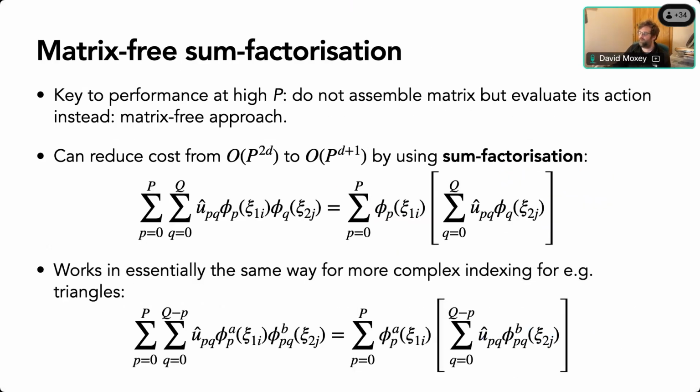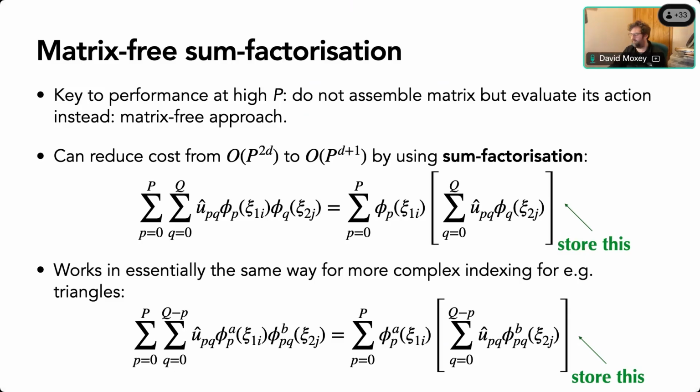So for performance at high P, we don't assemble the matrix, but we evaluate its action. And the trick is a fairly standard one. In these expressions from the previous slides, we notice that all the terms in terms of Q can be evaluated and stored. So the bracketed terms here can be stored. Storing these partial sums allows us to reduce the operator cost from P to the 2D down to P to the D plus 1, which is a significant saving and allows us to reduce the flops to somewhere more manageable on the spectrum of arithmetic intensity.